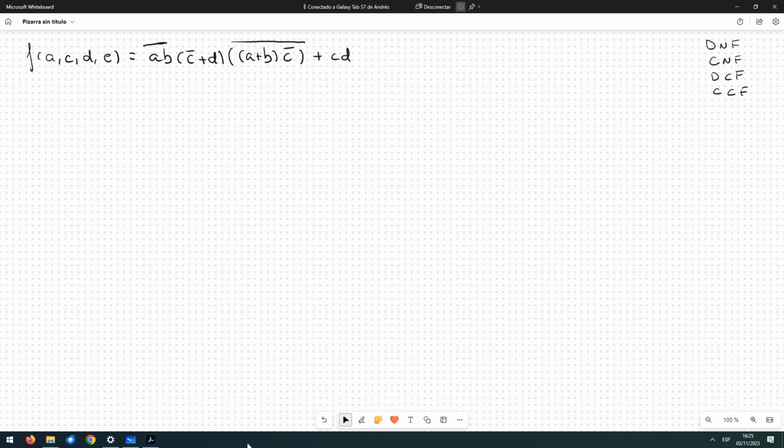In this exercise we have this function, and we have to calculate the disjunctive normal form, the conjunctive normal form, the disjunctive canonical form, and the conjunctive canonical form. We can see that the function is not normalized. It's not a sum of products or a product of sums.